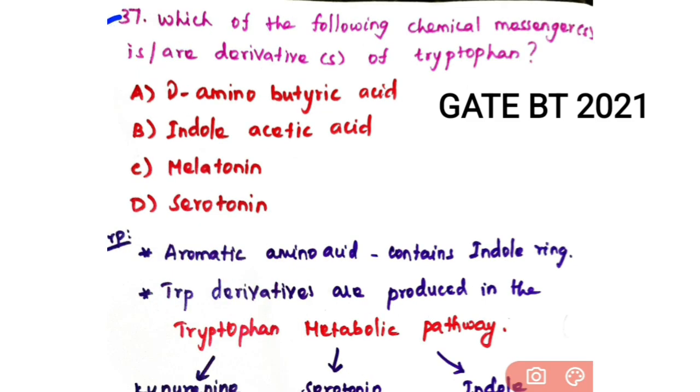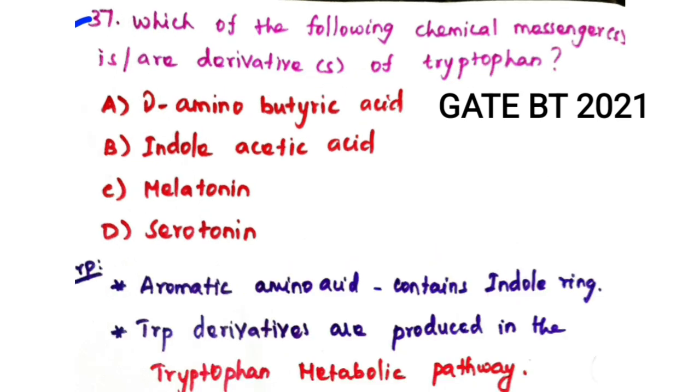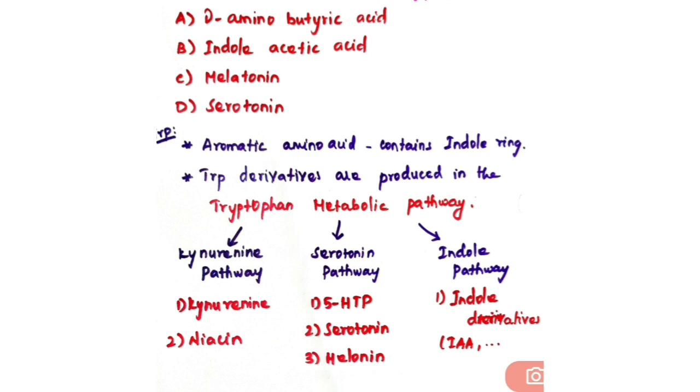Next question is, which of the following chemical messengers are derivatives of tryptophan? Tryptophan is an amino acid which comes under the 3 aromatic amino acids, and it is the only amino acid which contains an indole ring. Derivatives of tryptophan are produced in the tryptophan metabolic pathway. So this question comes under amino acid metabolism. To answer this question, you should know the end products and important intermediate products of the tryptophan metabolic pathway.